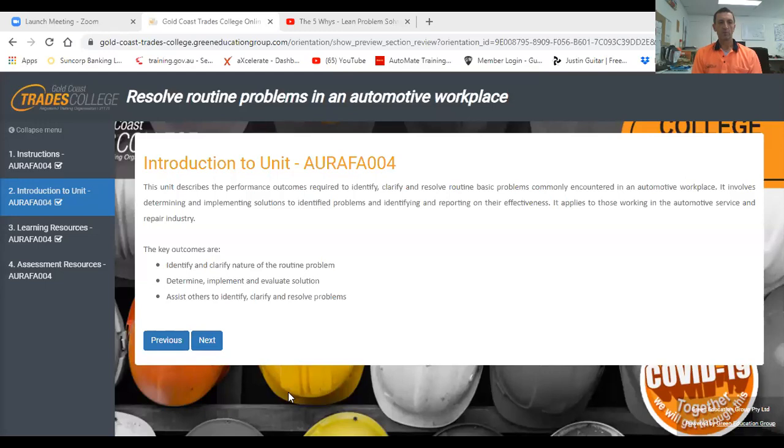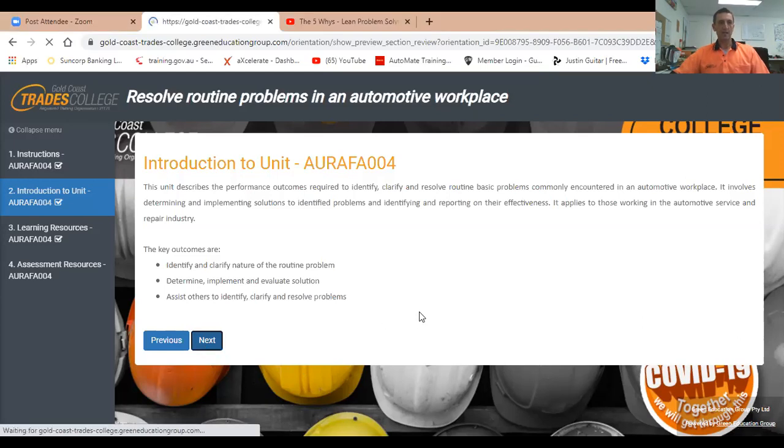As I briefly mentioned before, key outcomes required under this unit are to identify, clarify, and resolve some routine basic problems commonly encountered in an automotive workplace. So it involves determining and implementing solutions, identifying problems, and reporting on their effectiveness. It also applies to those working in the automotive service and repair industry. Some of the key outcomes are to identify and clarify the nature of routine problems, determine, implement and evaluate solutions, and assist others to identify, clarify and resolve problems.